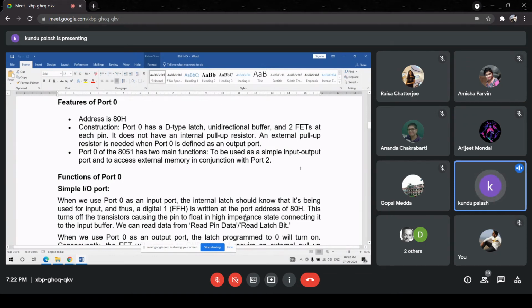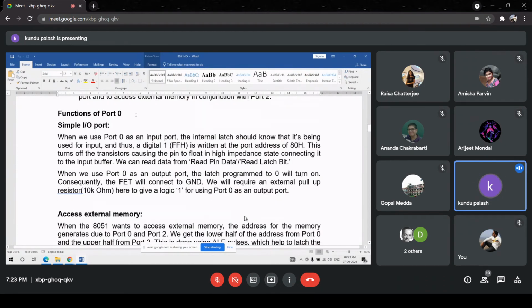Normally, upon power on reset, this port is configured as an output port. But the user program must configure it with the help of the special function register to an input port when 0 is put to the control register. Then the signal will flow from the external world to the microprocessor. So the port 0 as a simple IO port or to access the memory are written here.